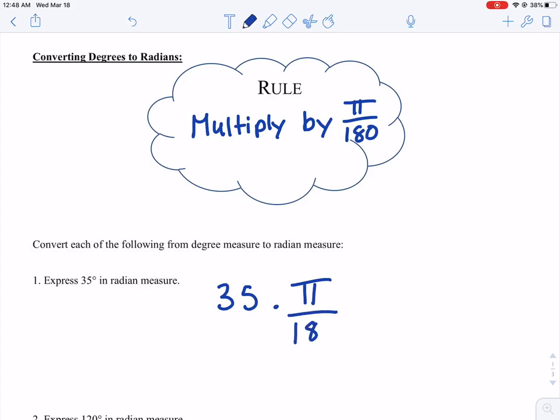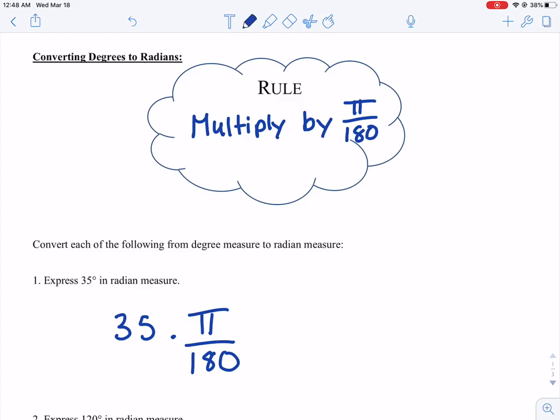And that's over 180. Now remember, I told you guys when we're doing this, you're only typing this 35 over 180 in your calculator. If you type this whole thing in your calculator, you're going to get some weird answer. We can multiply across first if you just like to see it visually like that. You don't have to do that. So I am going to multiply across so that we could see it. I have 35 pi over 180. So now I could really see that this is the fraction that I am reducing.